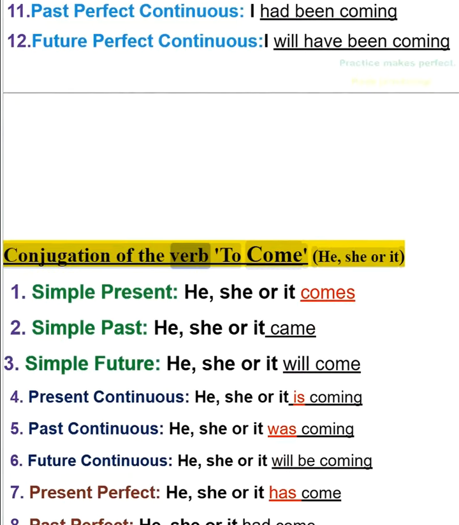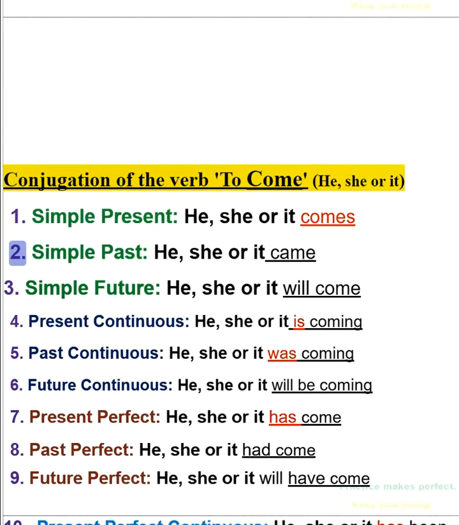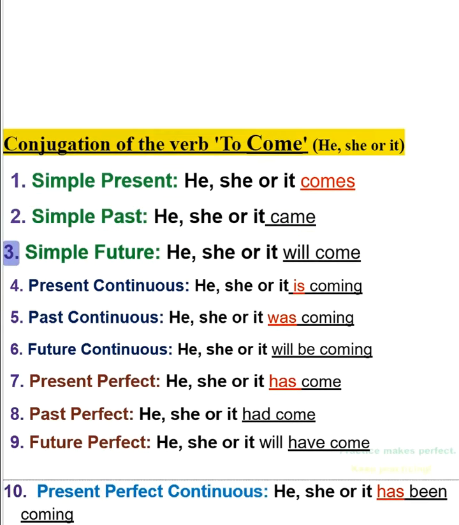Conjugation of the verb to come, he, she or it. 1. Simple present, he, she or it comes. 2. Simple past, he, she or it came. 3. Simple future, he, she or it will come.